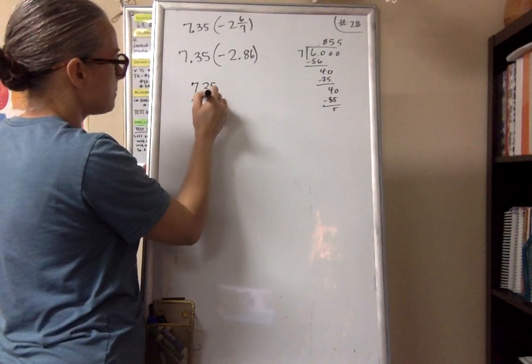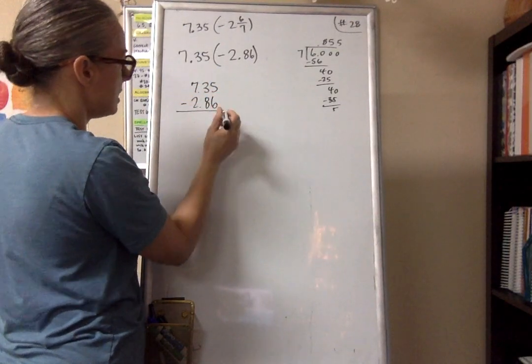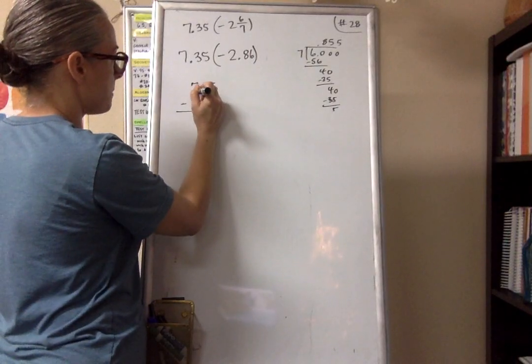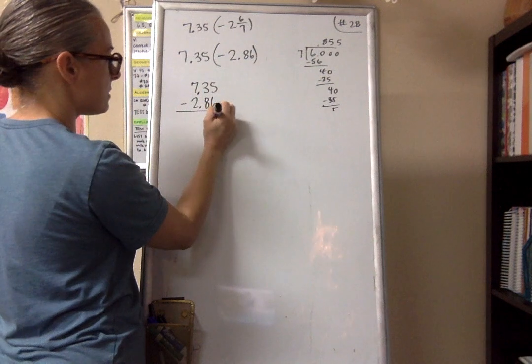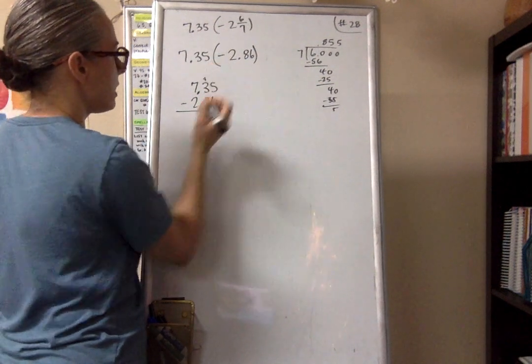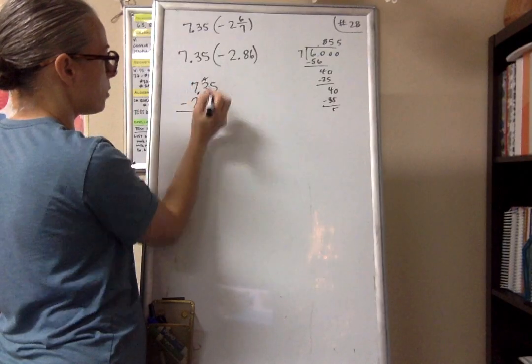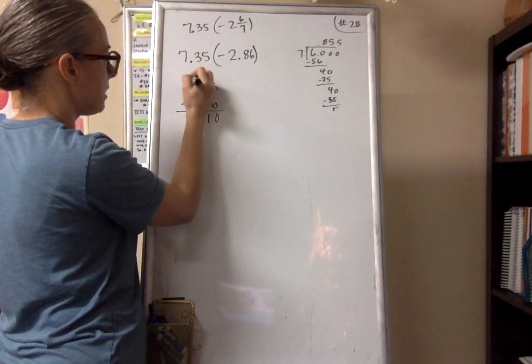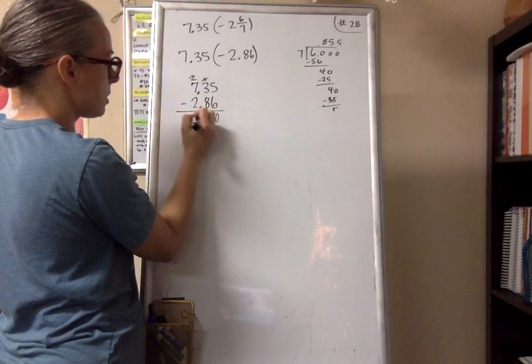7.35 times 2.86. And of course this one is a negative, but I'm going to start with my hundredths place. 6 times 5 is 30. Write my 0, carry the 3. 6 times 3 is 18, 19, 20, 21. Write my 1 and carry the 2. 6 times 7, 42, 43, 44.